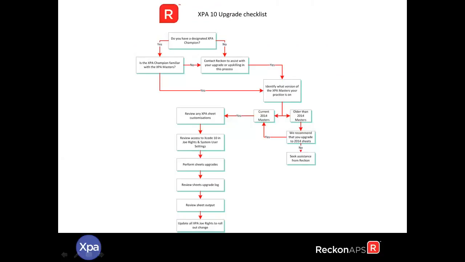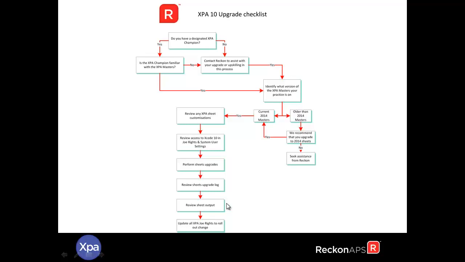So let's come back and review the checklist. We reviewed to see if we had any XPA sheet customizations. We also ensured that the users performing the upgrade test had access to Exceed 10 in both the Joe rights and system and user settings. Those champion users will go ahead and perform the sheets upgrade. They will review the sheets upgrade log and see if there are any issues that need to be identified and corrected before testing. Our next option is to review the sheet outputs.